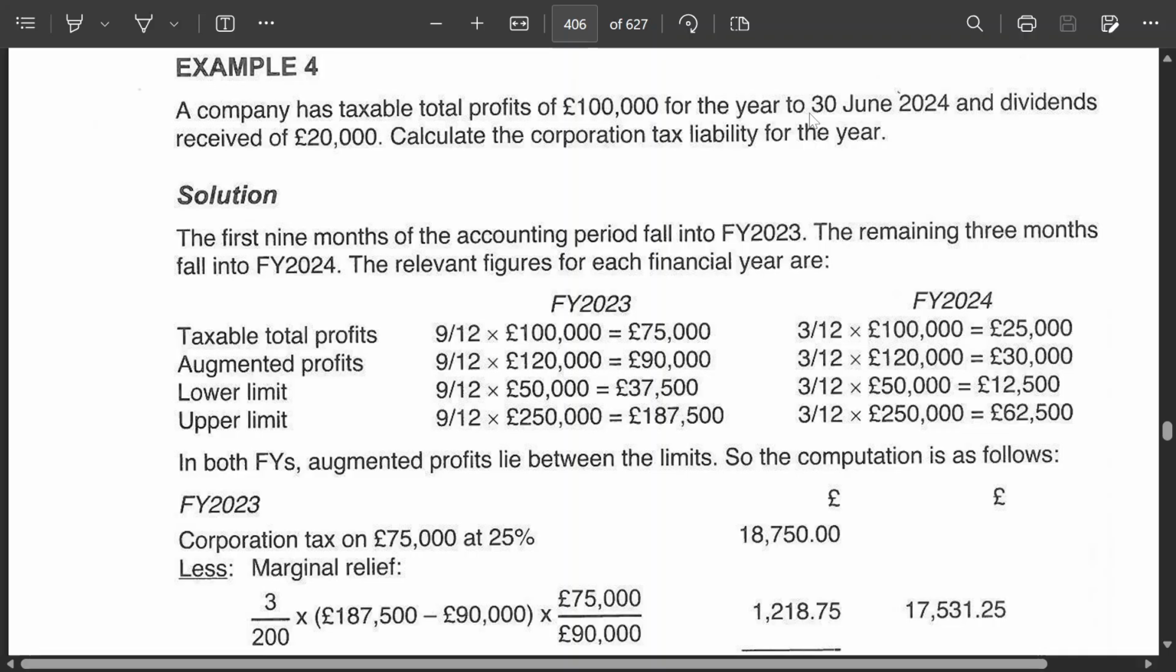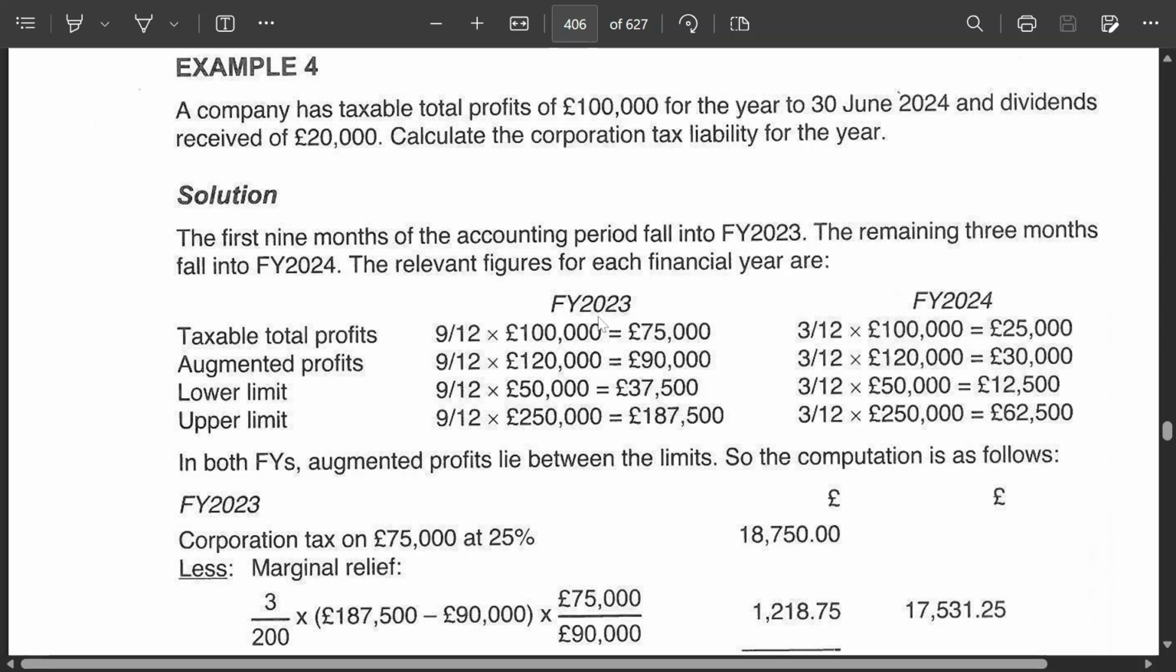You have to apportion the profit into appropriate tax years. So you've got to work with neat tax years. How do we do this? You see here 30th June 24. June 24 means out of FY24, it is April, May, June. Only 3 months are falling into FY24. And the balance is falling into FY23.